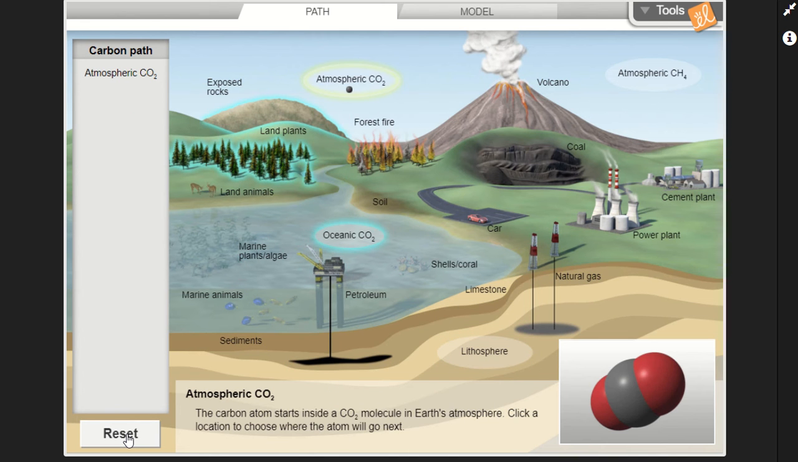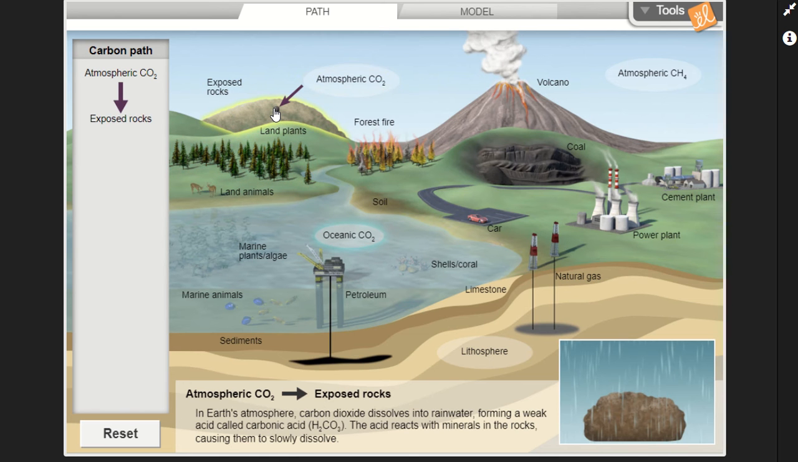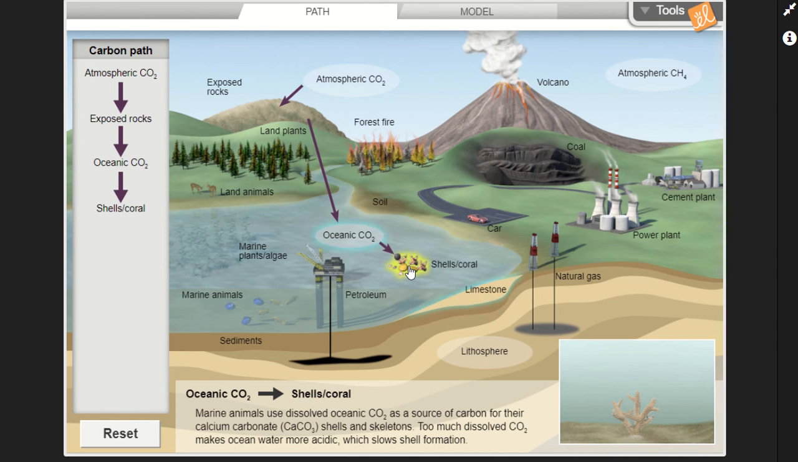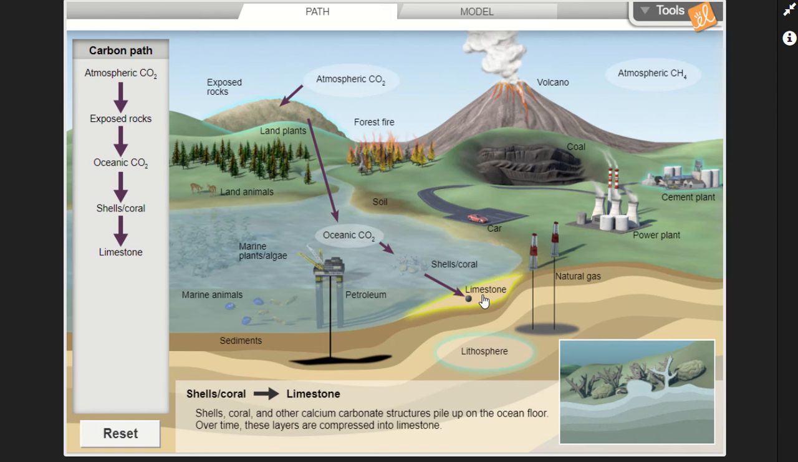I'm now on activity A, continued from the previous page, number 3, where it says explore. Use the gizmo to create 3 or more carbon pathways. I'm going to show you the first one that I made. My path 1, if you would like to steal or borrow it: from the atmosphere to the geosphere, which is here, with rocks. From the geosphere to the hydrosphere, which is water. Back to the geosphere, which is our shells. Back to the geosphere, which is our limestone.